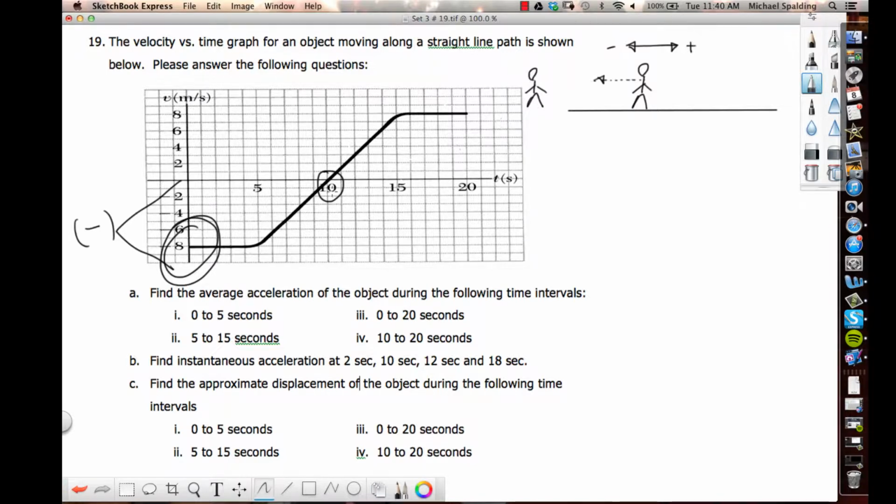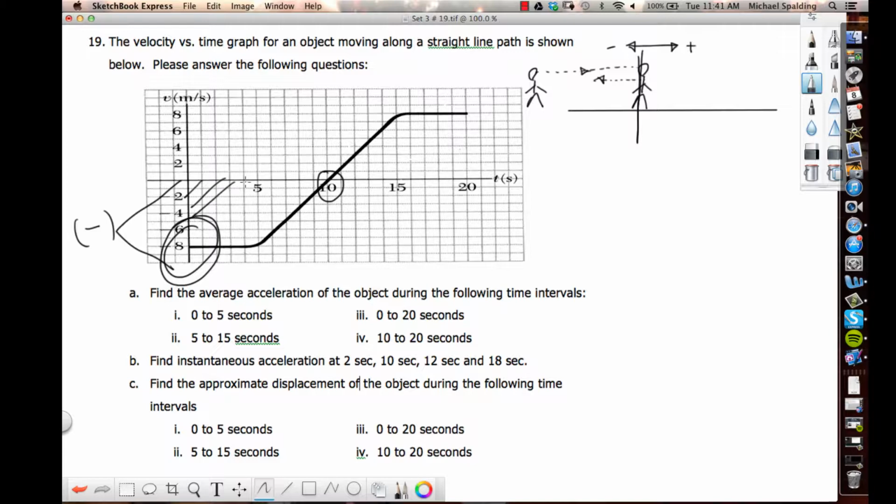So V goes to 0, and then what happens at 10.1 seconds? Right after 10 seconds, what happens? He starts moving back to the right. Okay? Just looking at this graph, where is this guy going to end up? Same place. He's going to come back right to where he started. How do I know that? Because what type of graph is this? Velocity versus time.